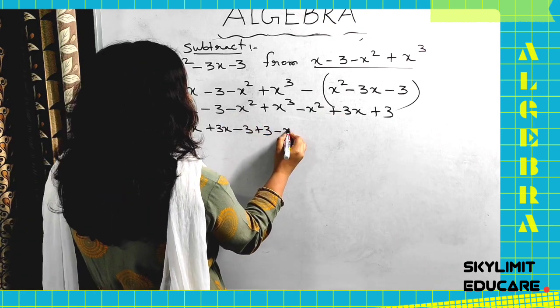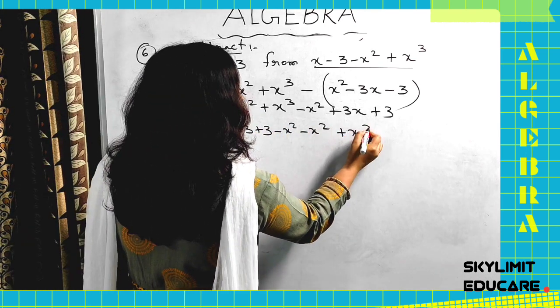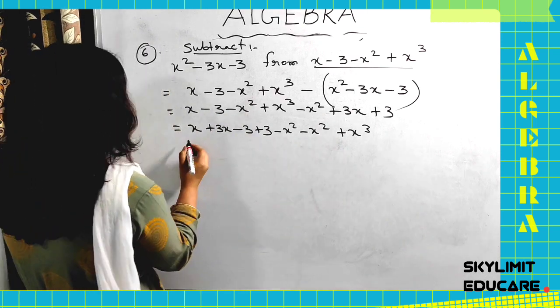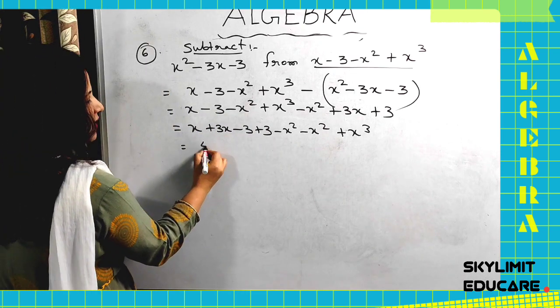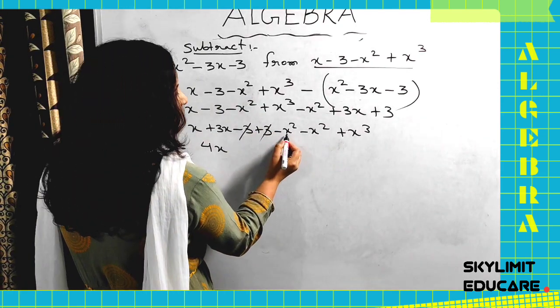Minus x square with minus x square. And 1 x cube is there. Okay, let us count 1, 2, 3, 4, 5, 6, 7, 1, 2, 3, 4, 5, 6, 7. Okay, it's all. So x plus 3x is 4x. Minus 3 plus 3 cancels out. Minus x square minus x square, so minus 1.